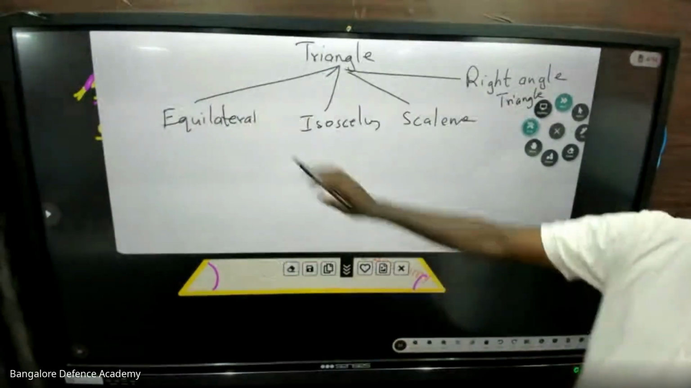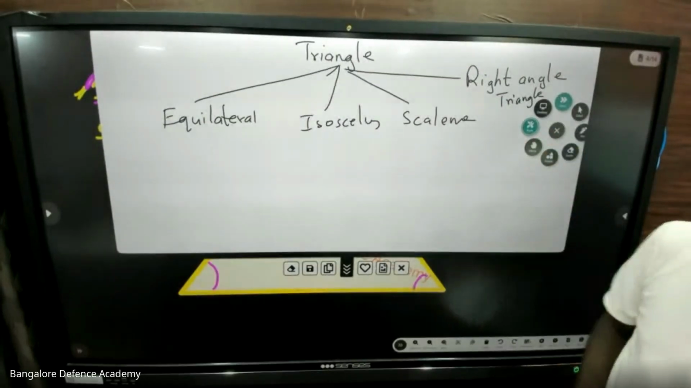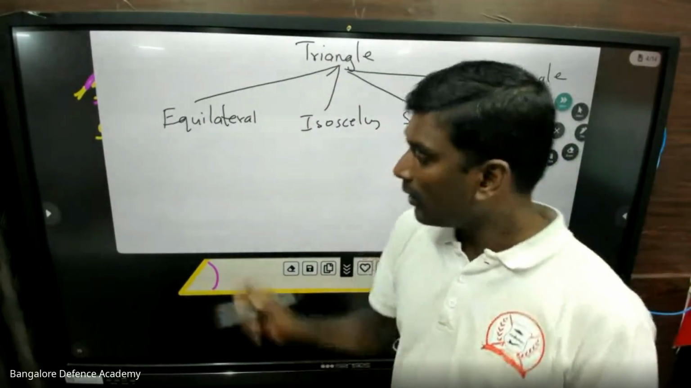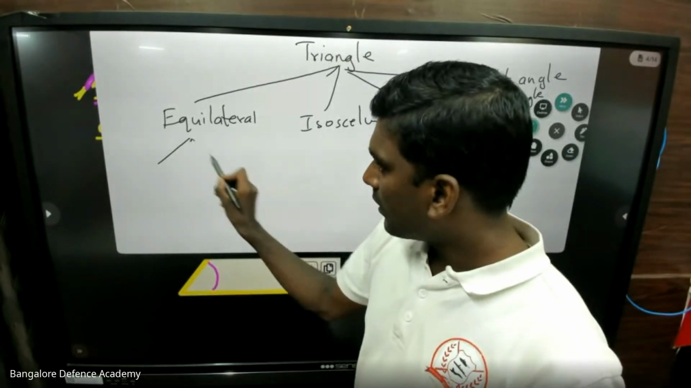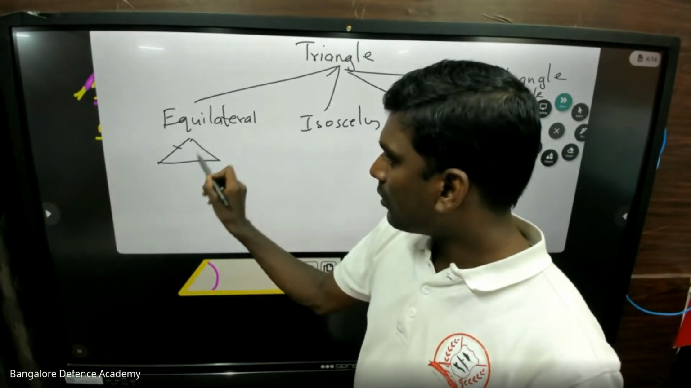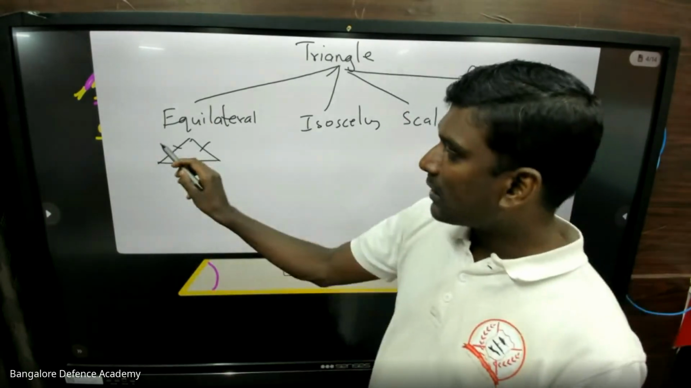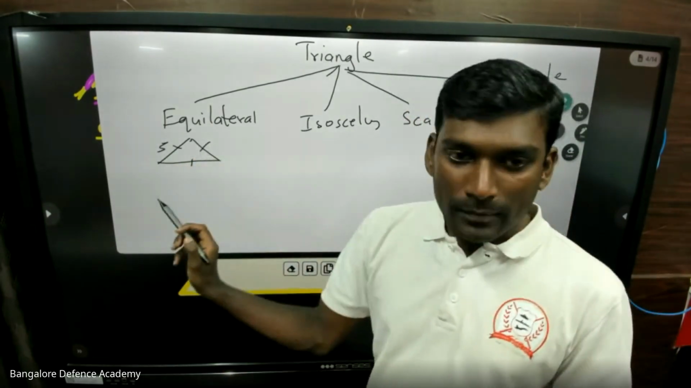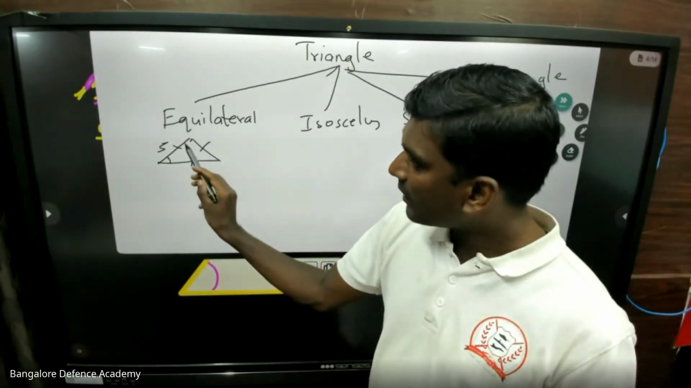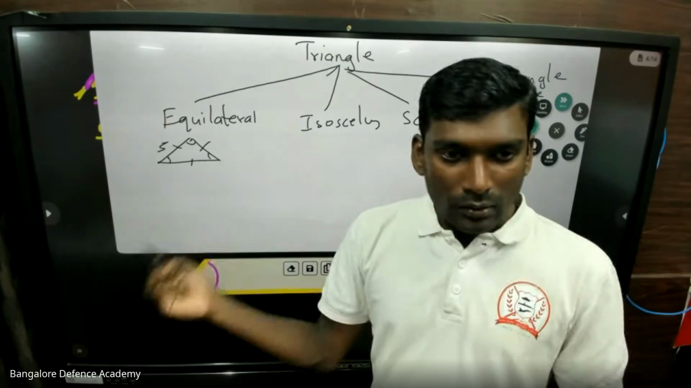Look at this. We have how many varieties of triangle? 4 varieties of triangle. Equi means equal. Okay, now what does it mean? Suppose I draw this triangle, all the sides are equal. If I take this as 5 centimeter, all the sides will be 5 centimeter. If I take this angle, all the angles will be equal.